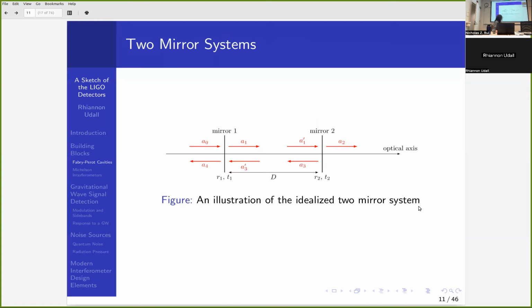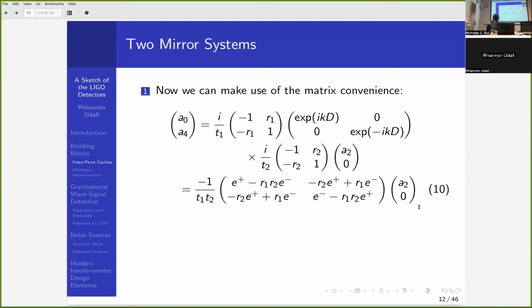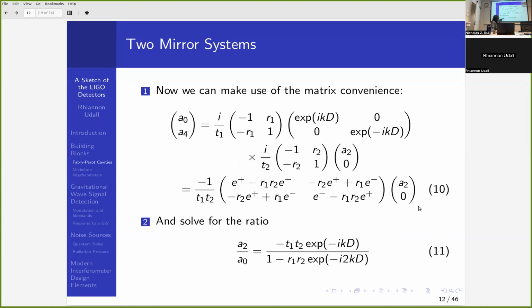Moving on. Now, if you do a slightly more interesting thing, you put a mirror, then space, then a mirror, and then you get this. So this is sort of prototypically a two-mirror system, and you can make a Fabry-Perot cavity out of it. So, the convenient thing about matrices is you just put them all there and you multiply, and you get this. And this lets you get an equation for the transmitted energy over the input energy.